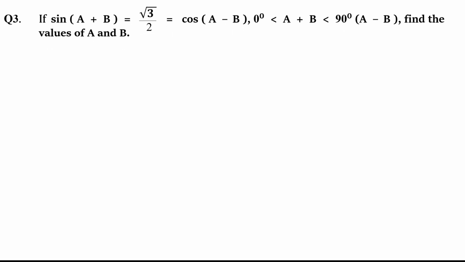Now next question. If you can just see what they have given. If sine a plus b is equal to root 3 by 2, and this is equal to cos a minus b. Now this a plus b and a minus b, these values are lying between 0 and 90 degree only. That means they all are acute angles. So you have to find the value of a and b. Now let's start with the solution. Next we have sine a plus b is equal to root 3 by 2 is equal to cos a minus b. Now this means sine is connected with an angle, and that angle is a plus b.